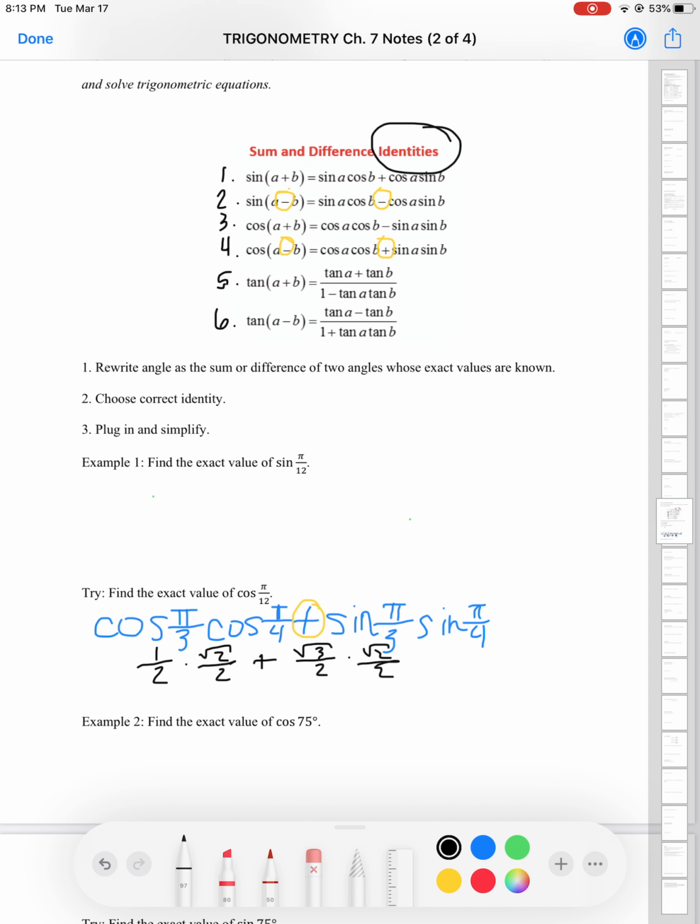So this would be root 2 over 4 plus root 6 over 4. Make sure you check that on your calculator.